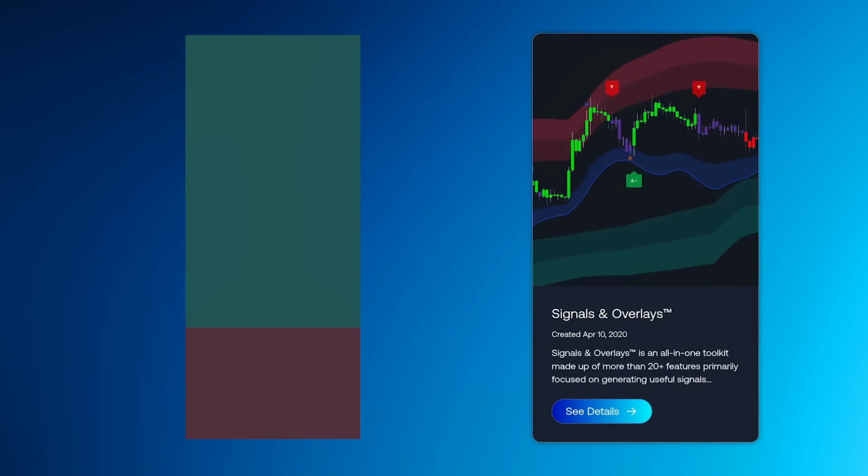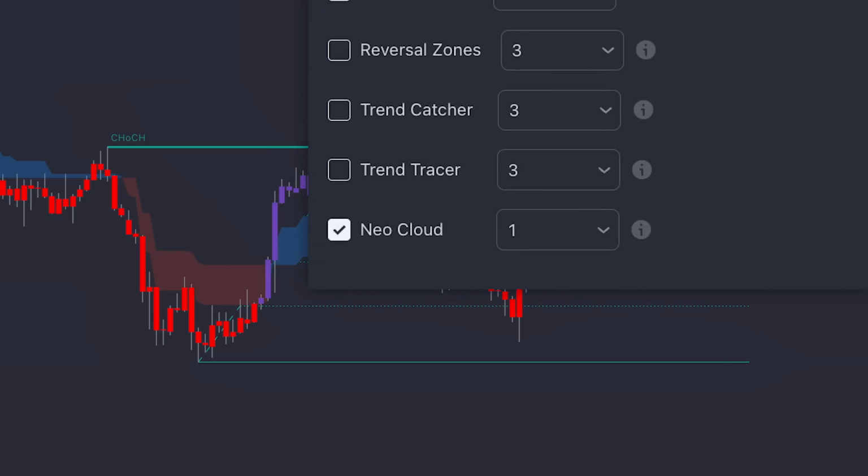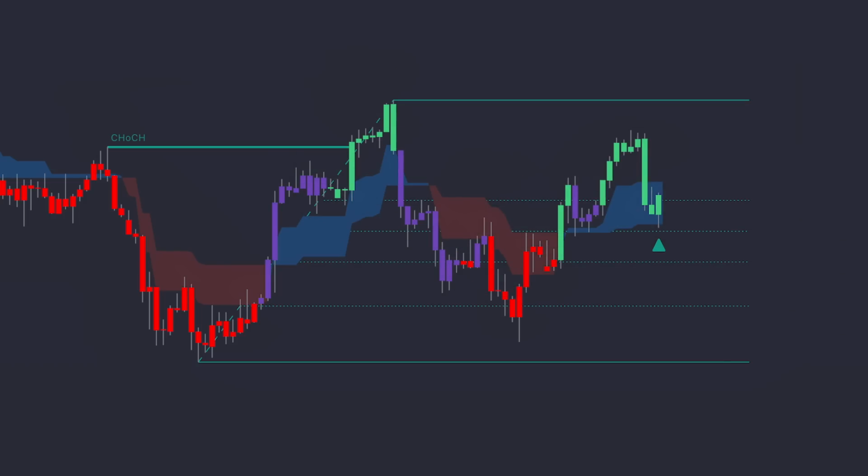Another important thing to remember is that a good risk-to-reward ratio is not the only factor to consider. Confluence doesn't have to stop there. You can also use additional indicators to build more confidence. For example, in this case, we're using the Neo Cloud feature from the Signals and Overlays toolkit. This feature is primarily designed to detect long-term trends while ignoring minor retracements and noise. Here, we can see that a Fibonacci setup was detected in the same direction as the Neo Cloud. This alignment confirms that the market structure supports the trade idea.